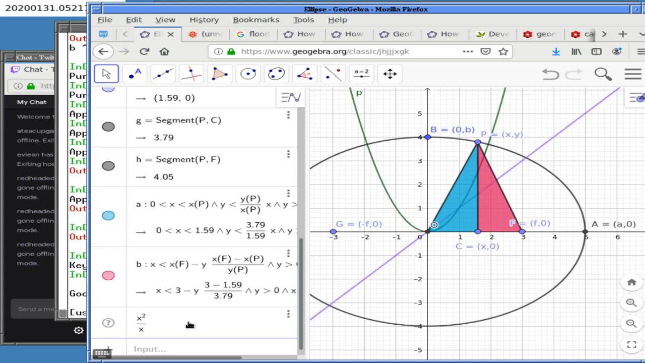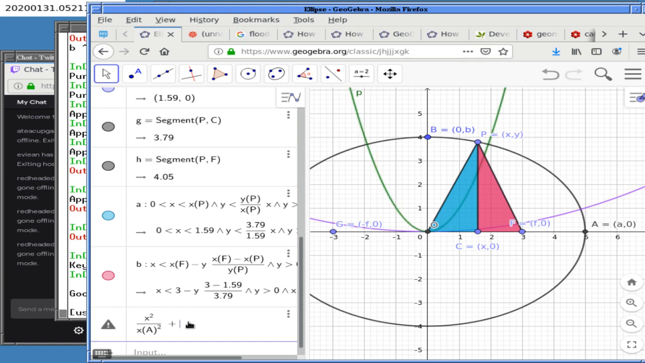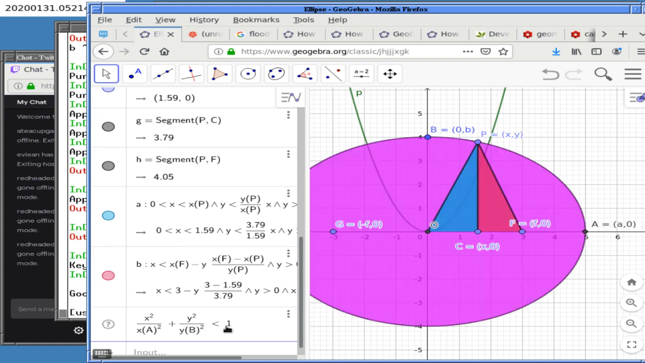which in this case is x of a squared plus y squared over y of b, y squared over y of b squared is less than 1, and that's exactly what I was going for. Okay.